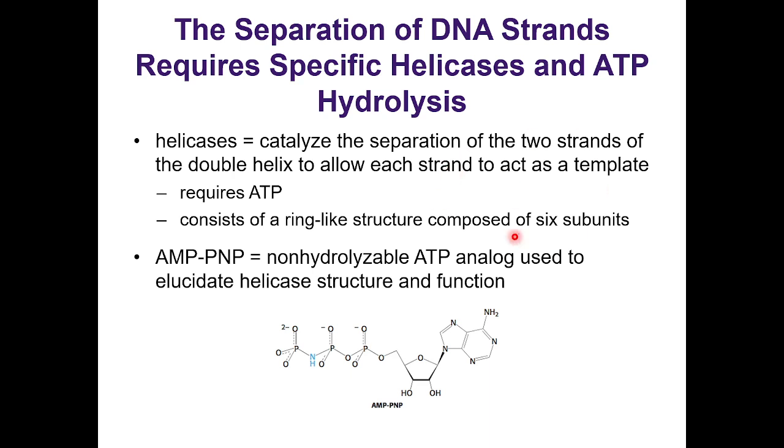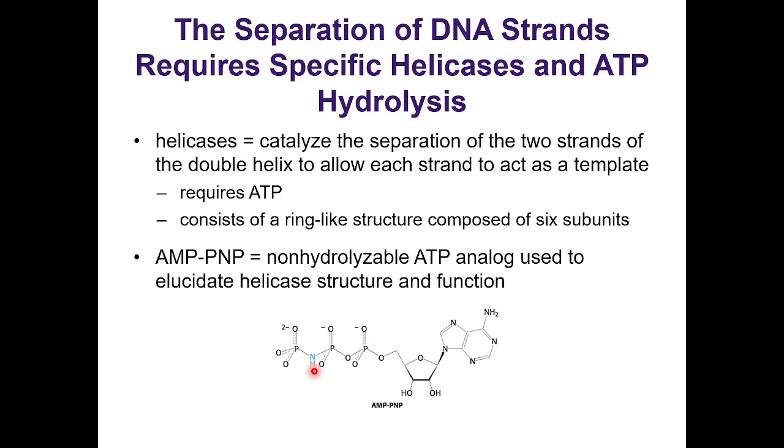So, the AMP-PNP, this is the non-hydrolyzable ATP analog. This is going to be used to elucidate the helicase structure and function. This is how we can actually detect what is going on in these processes, because we're putting in things that can't actually process and break apart, okay? And this is how we do it. Note that the reason it cannot be chopped apart is the nitrogen here. That's a stronger bond than it would be for the oxygen.